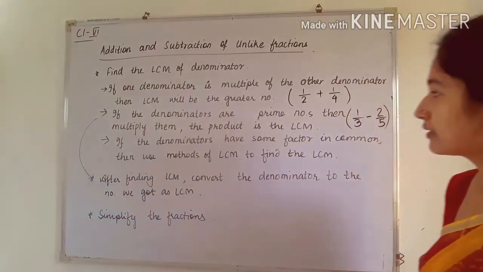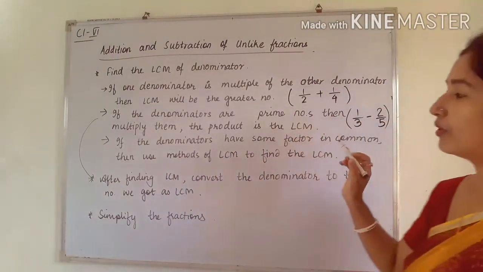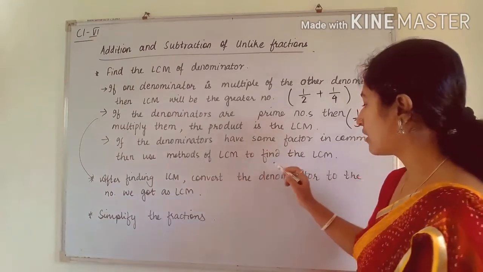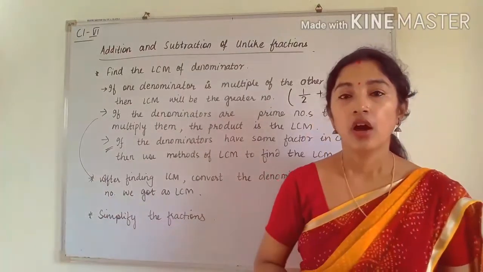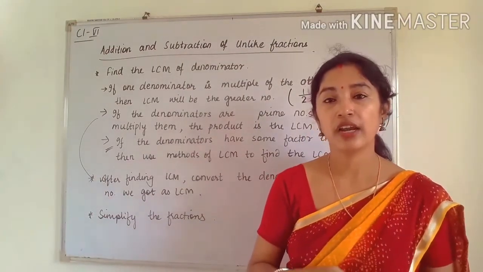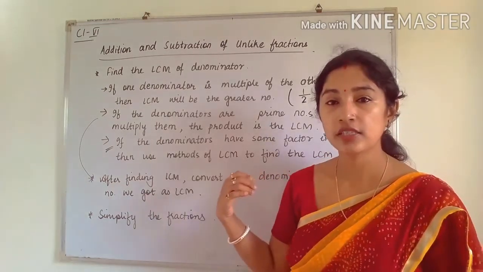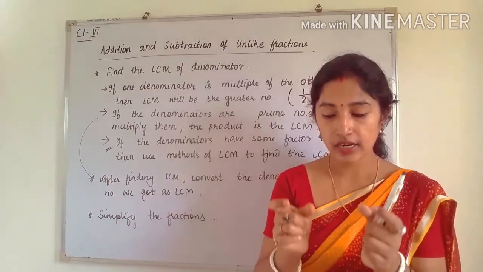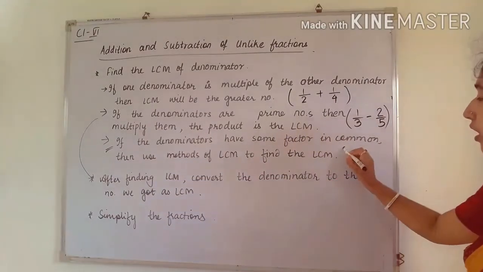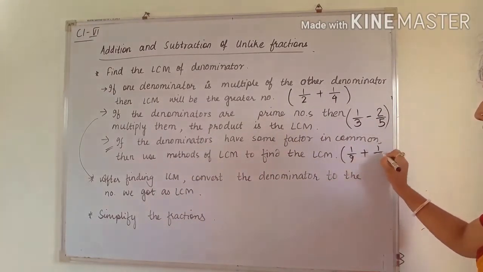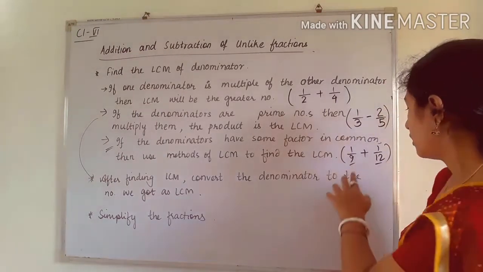Next step: if the denominators have some factor in common, then use the method of LCM to find the LCM. In this particular case only, you have to use the method of LCM. You use this method when you see that the denominators have some factor in common. For example, 1 by 9 plus 1 by 12. Here 9 and 12 have 3 in common.